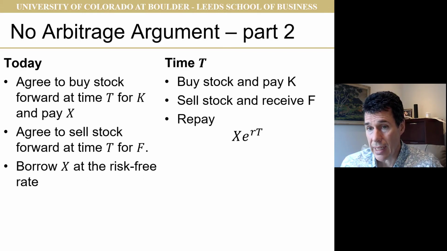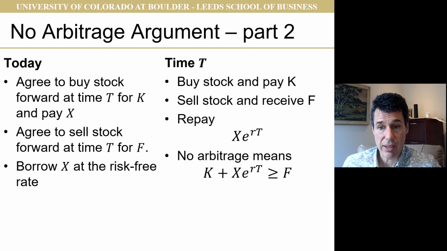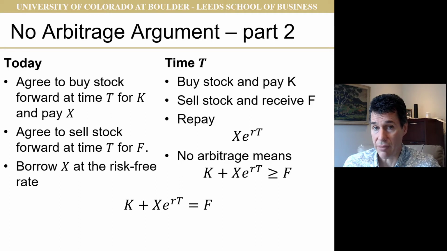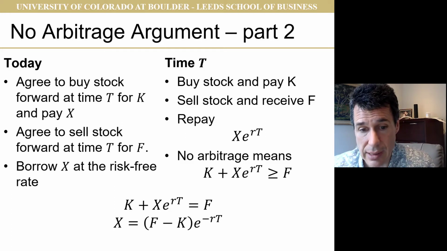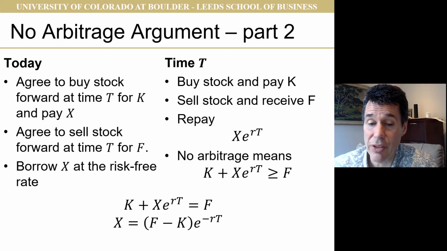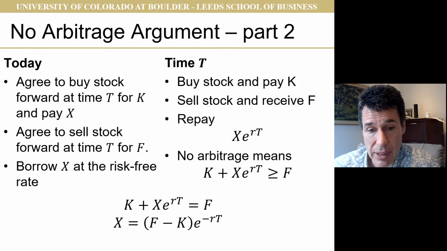And again, the money we receive has to be less than or equal to the money we pay. K plus X e to the RT is bigger than or equal to F, which means, combining those two arguments, K plus X e to the RT has to equal F. Do a little bit of rearranging, and we end up with X equals F minus K e to the minus RT. So the fair price of this contract, with strike K, not strike F, is X equals F minus K e to the minus RT.